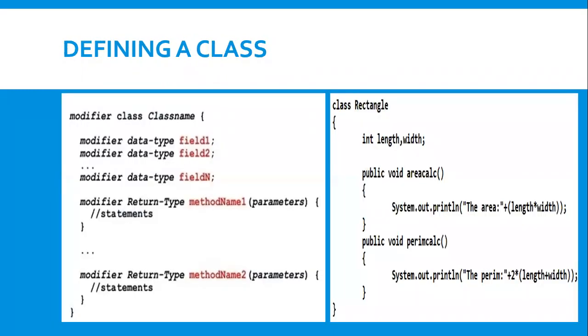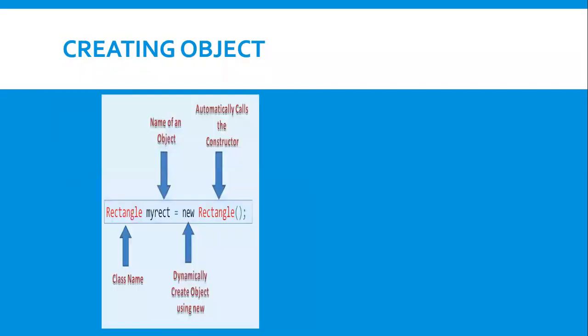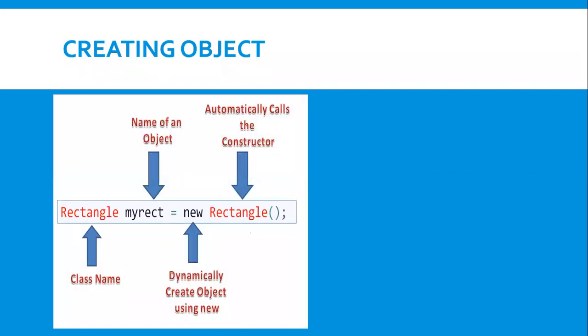Okay, so now let us see how to create an object. In the previous slide, we have seen how to create a class, and in this slide, let us learn how to create the corresponding object for it. This is how we create the object for the rectangle class we have created in the previous slide.